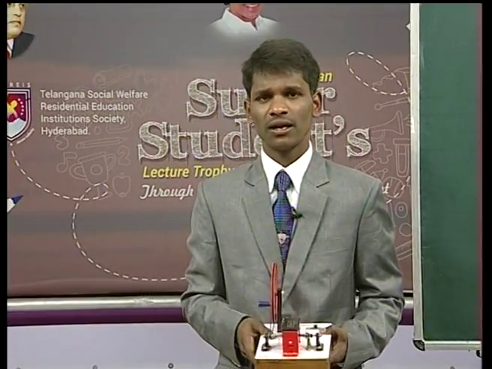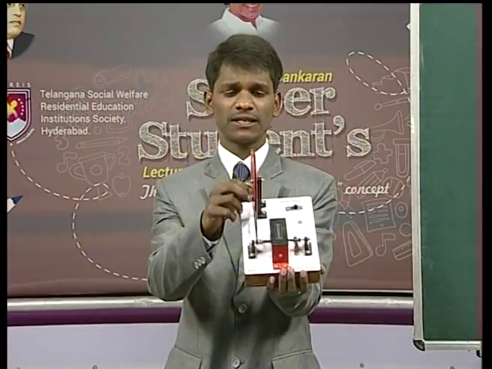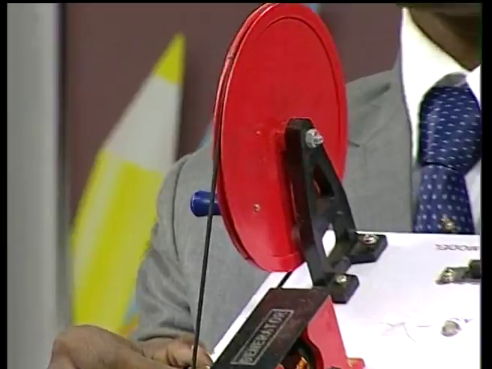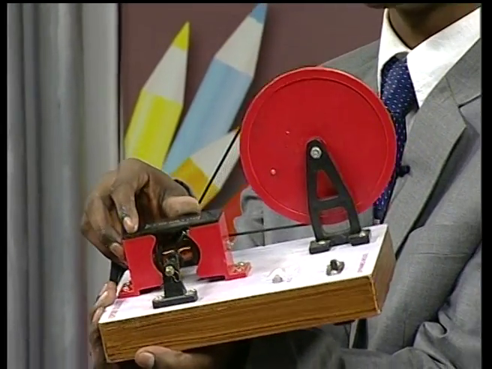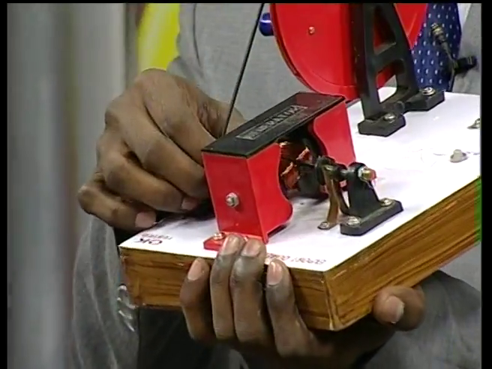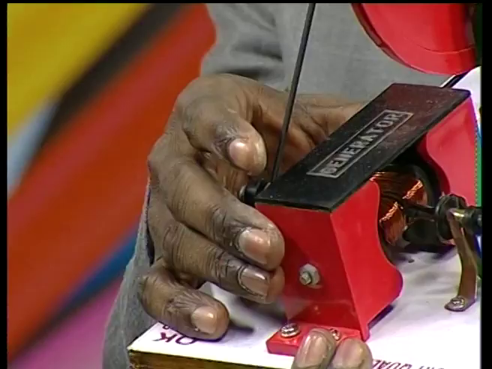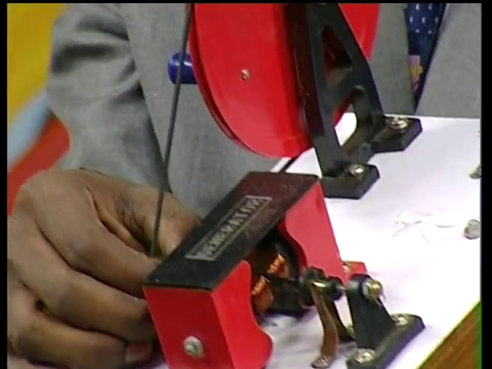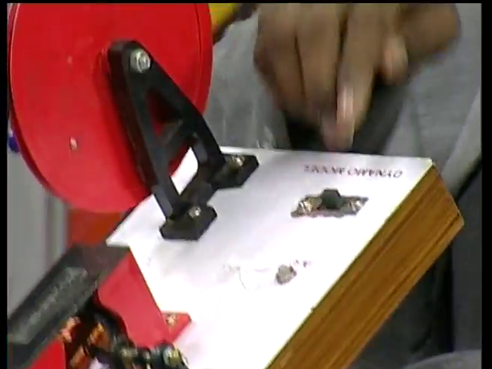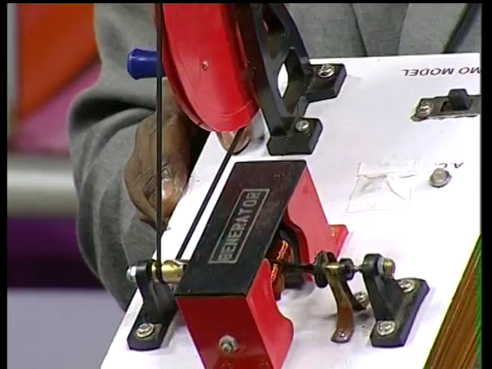Yes friends, let me explain. Friends, when I am spinning this wheel, the soft iron rod which is arranged between the two permanent magnet poles gets energized and acts as an electromagnet, and this soft iron rod produces electric current to this LED. That's why the LED is glowing.